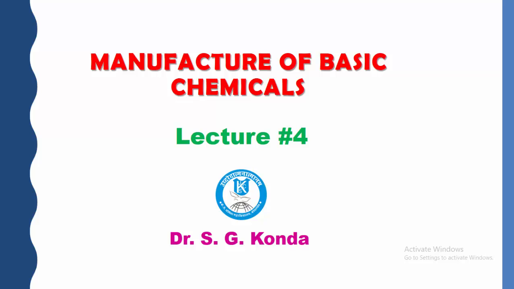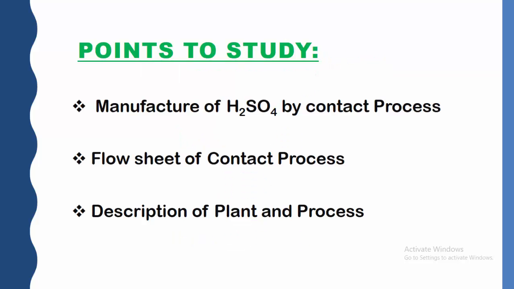This is lecture number 4 of chapter number 3, Manufacture of Basic Chemicals. So, let me start today's lecture. In today's lecture, the points we are going to discuss are the manufacture of sulfuric acid by the contact process, the flow sheet of the contact process, and the description of the plant and the process.